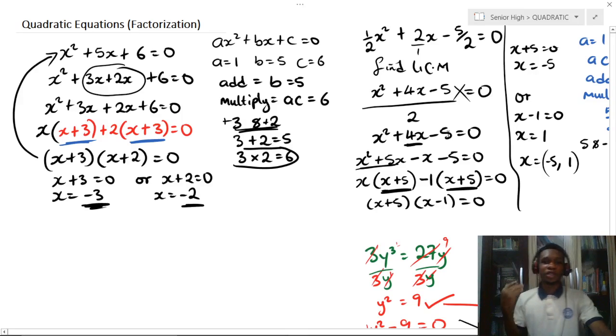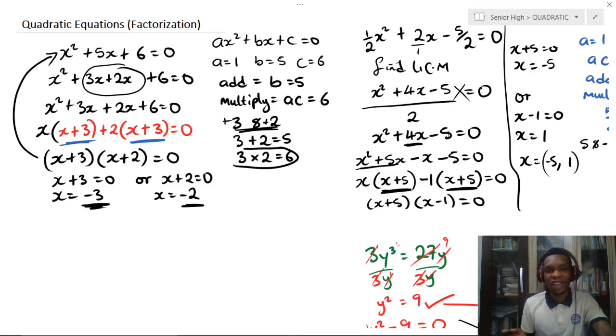Okay, so hello class. So this is our board. We've been working on factorization. Now let's just take one or two more questions, and I'll first do a recap on what we did last time because I think I didn't really explain myself well enough. Then we'll continue from there.